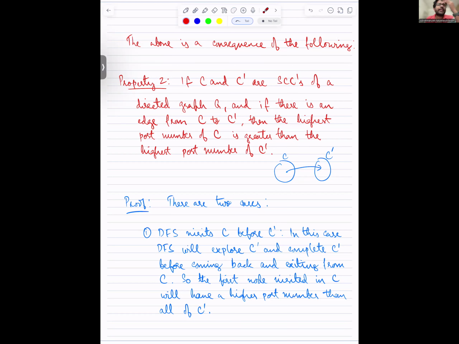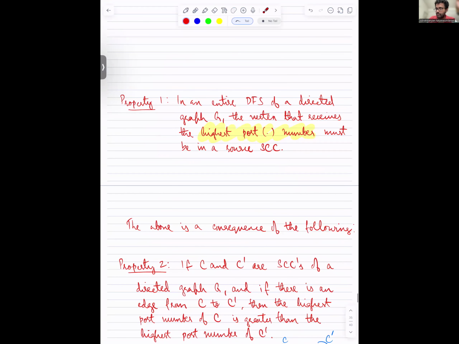Or maybe I should say that the highest post number in that source will be higher than any other strongly connected component that you can reach. The highest post number in any other strongly connected component that you can reach. So this would imply what we said earlier, that the source strongly connected component, or at least one source strongly connected component, will receive the highest post number.